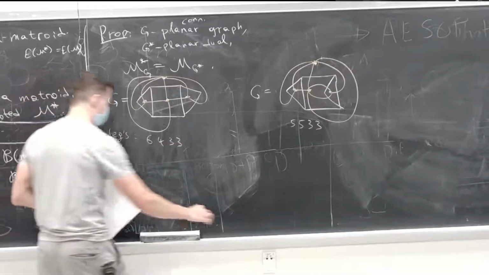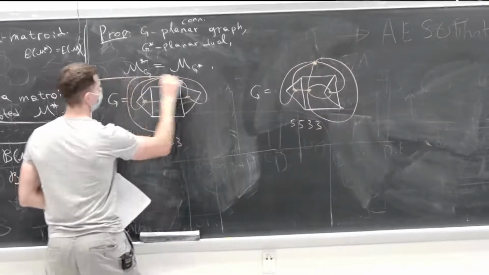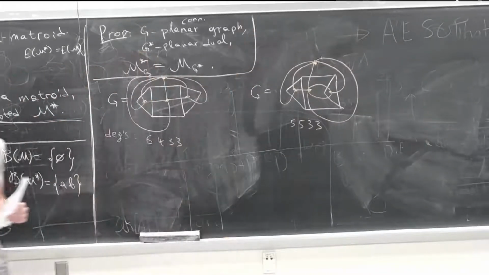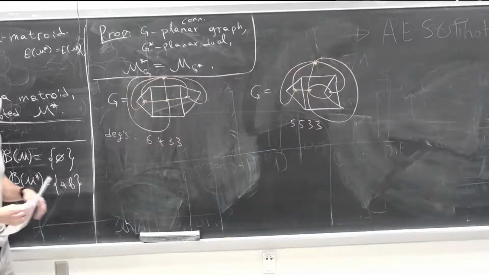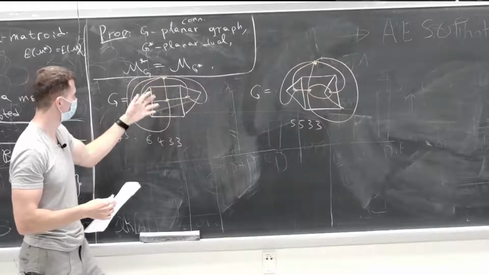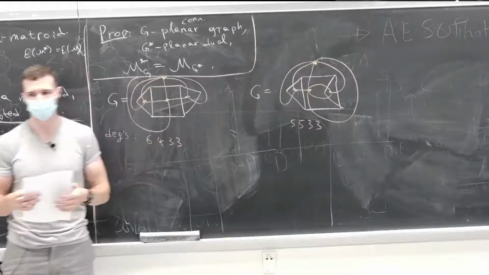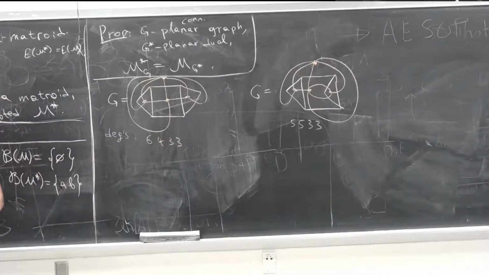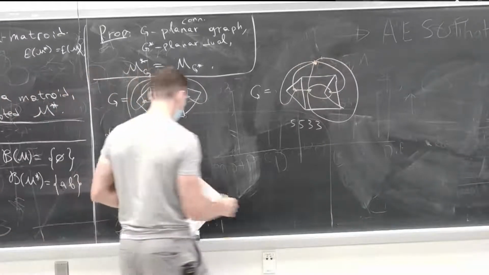Yes, the spanning trees of G, their complements are always going to be the spanning trees of G star, no matter which embedding you choose. The explanation. All right.